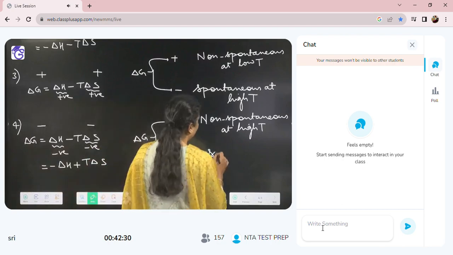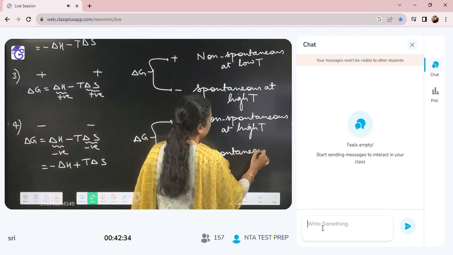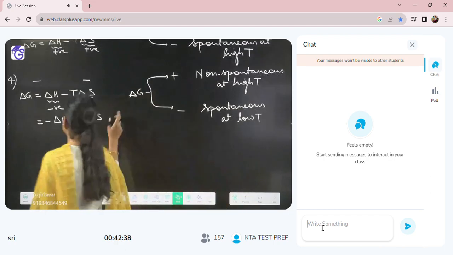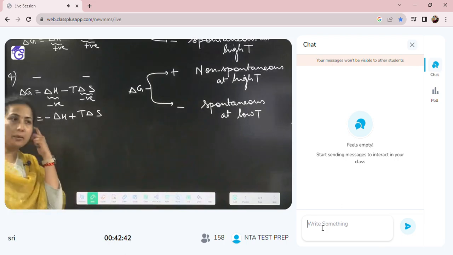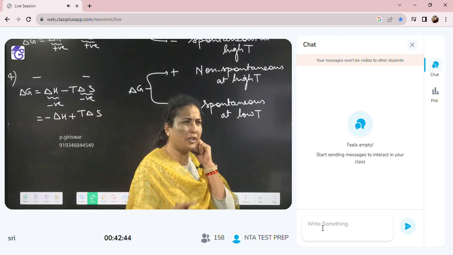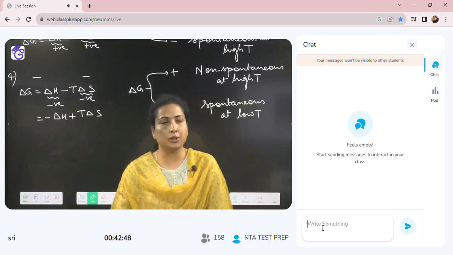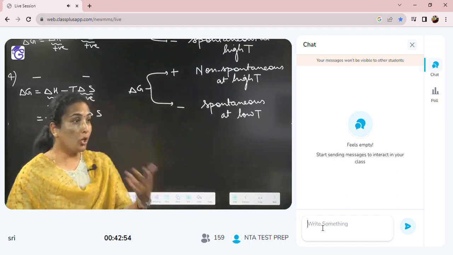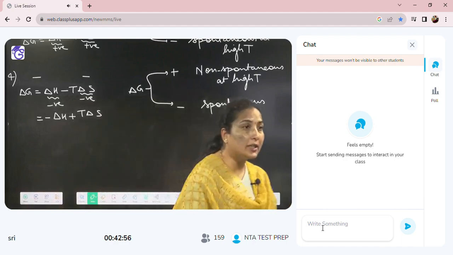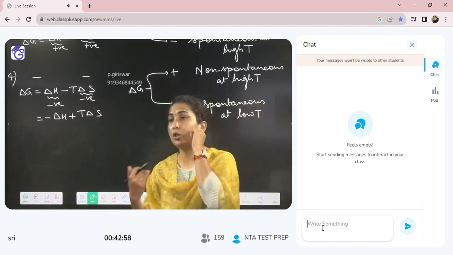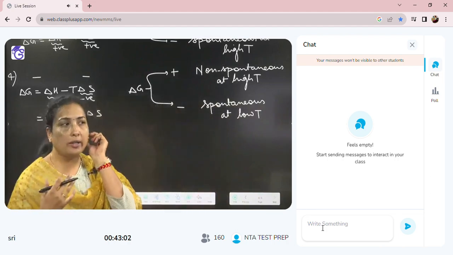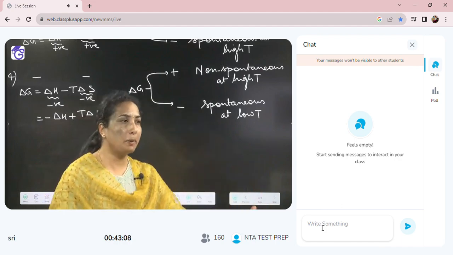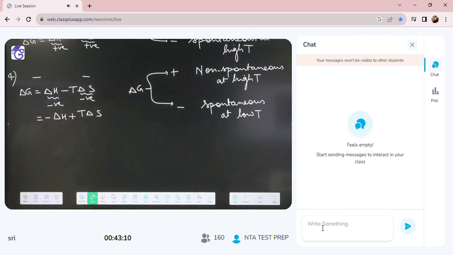So I'll be able to write down this is spontaneous at low temperature. Right? So directly from this table they can ask you a very theoretical question. They may ask you to identify the set of conditions under which a given reaction or process is spontaneous under all temperatures, non-spontaneous under all temperatures, or spontaneous at lower temperature and non-spontaneous at higher temperature, or anything else from this particular table. So you must be comfortable with the conditions written over here. That is the theoretical aspect of this table. Then we'll see one numerical also.